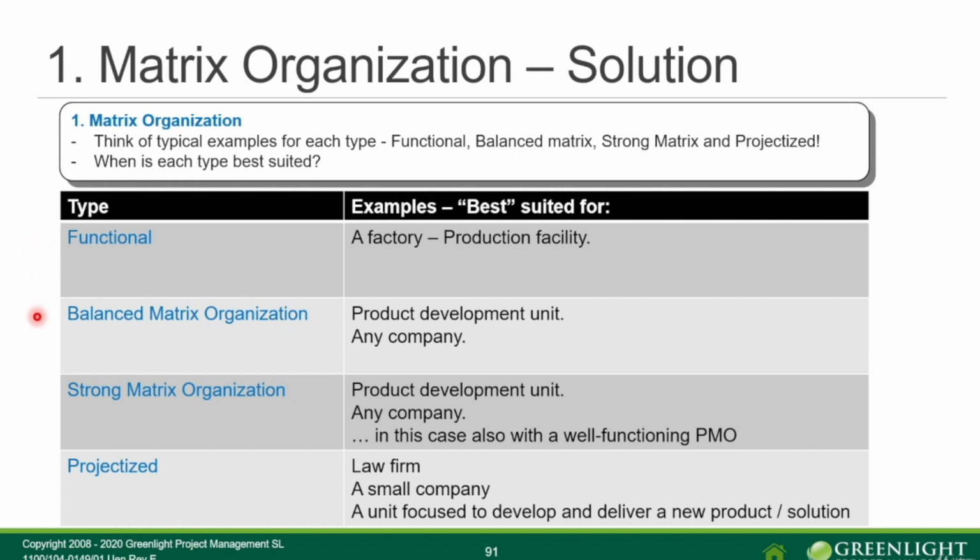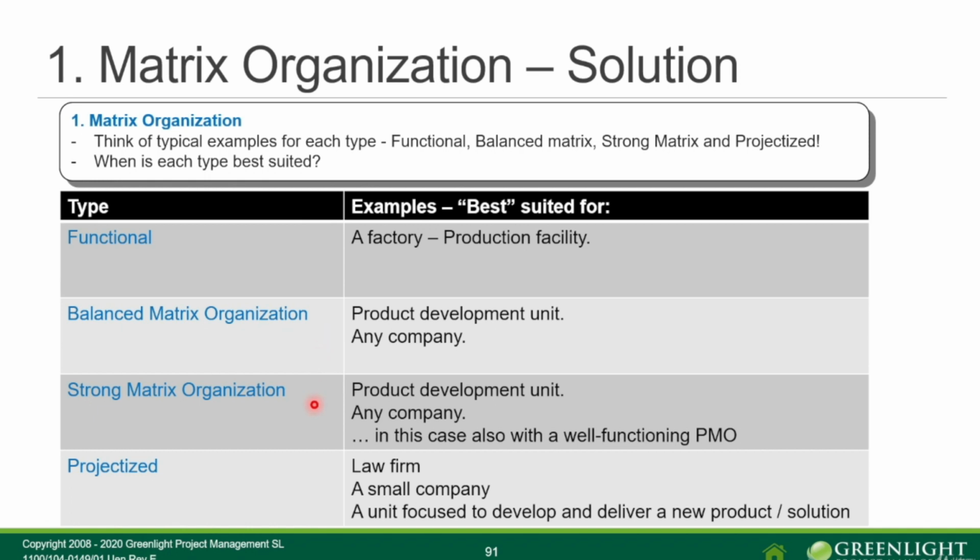In a balanced matrix organization, well, typically product development going on here. We have projects going on where we develop new products or new solutions. And that can be ongoing continuously, and every time we start up a new development, we start up a new project. So this can happen in any company, really. And it's a very classical way of working in many organizations, in most organizations actually.